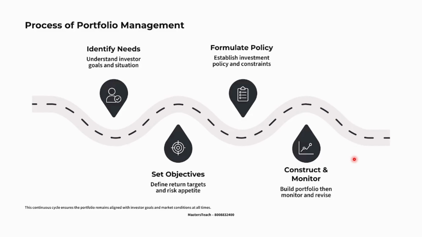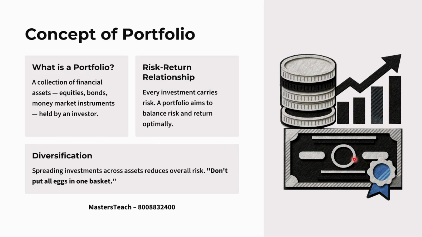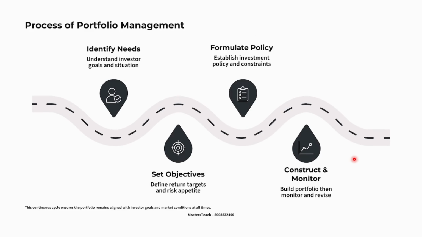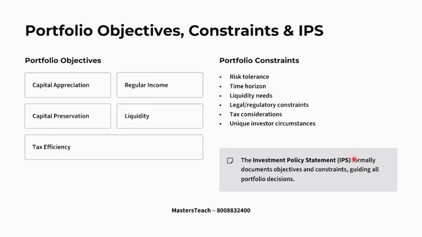So try to write this. Okay, try to write about the concept of portfolio, what is portfolio, risk return relationship, diversification. Okay, then basic principles, remember this: risk return trade-off, diversification, correlation, asset allocation. Then process of portfolio management: identify the needs, set the objectives, formulate the formula, construct and monitor the same. Then portfolio objectives. Okay, the objectives are capital appreciation, regular income, capital preservation, liquidity, tax efficiency.